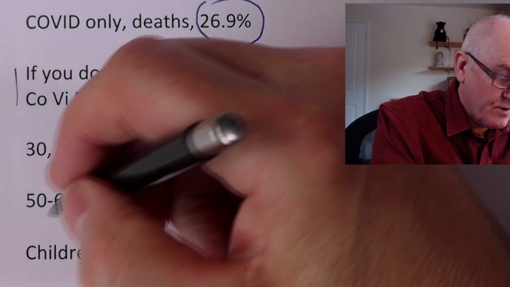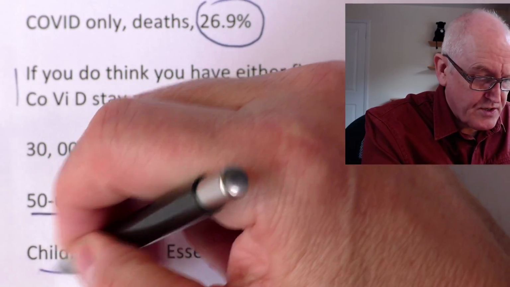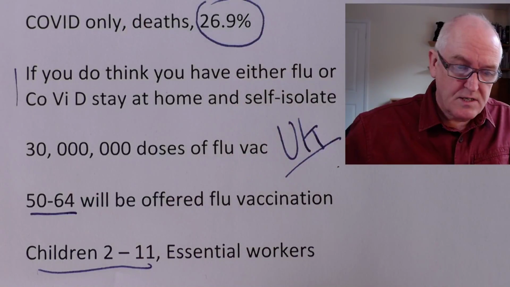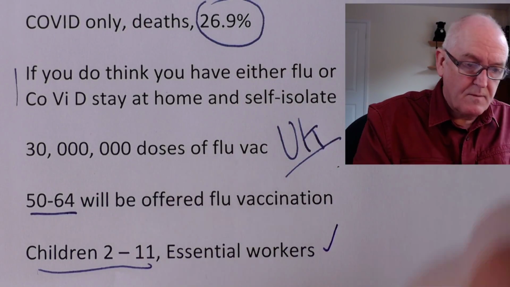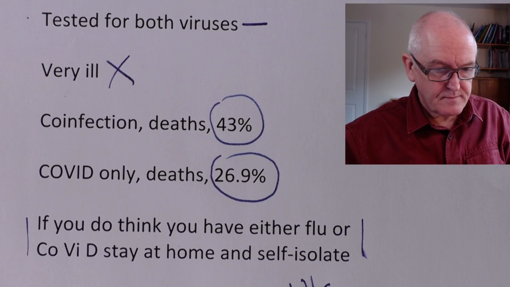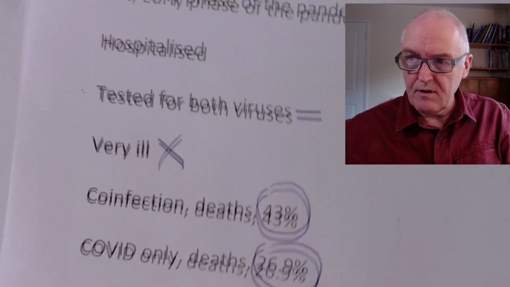So 50 to 64 in the UK are going to be offered it, plus children aged 2 to 11, because classically, of course, children catch flu at school, take it home to mum and dad, take it home to grandparents, and essential workers are also planning to be vaccinated as well. So there we go. One to be aware of.